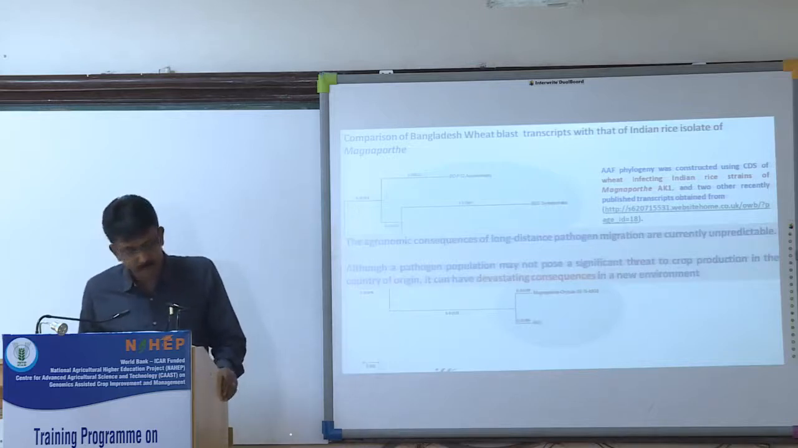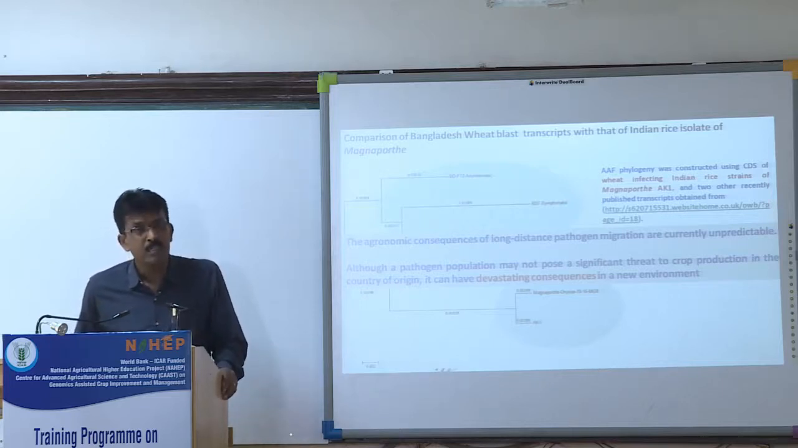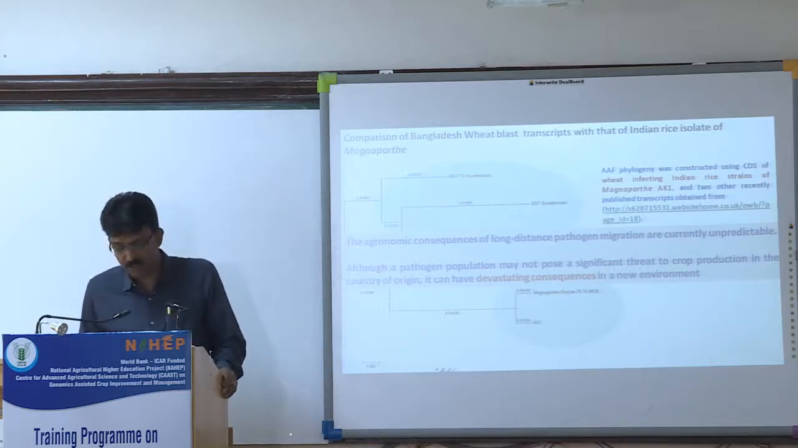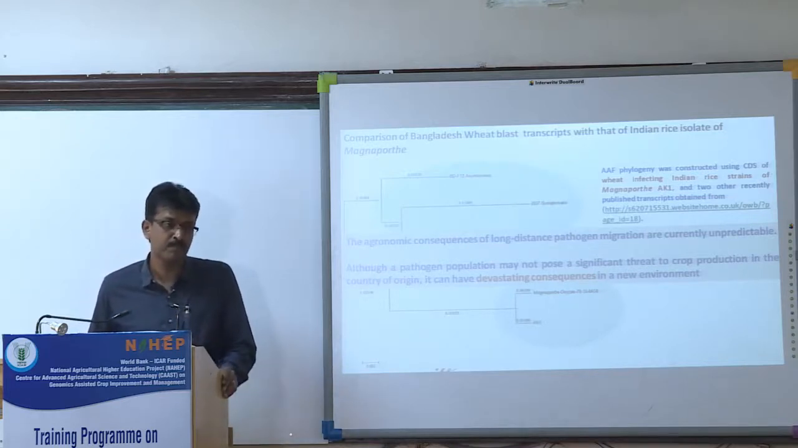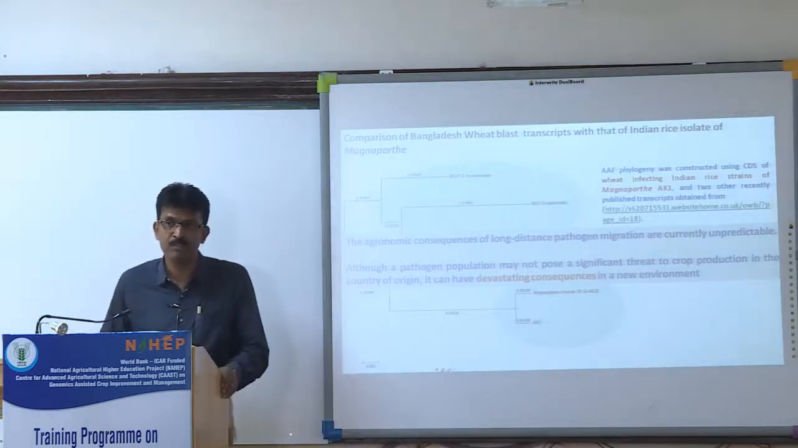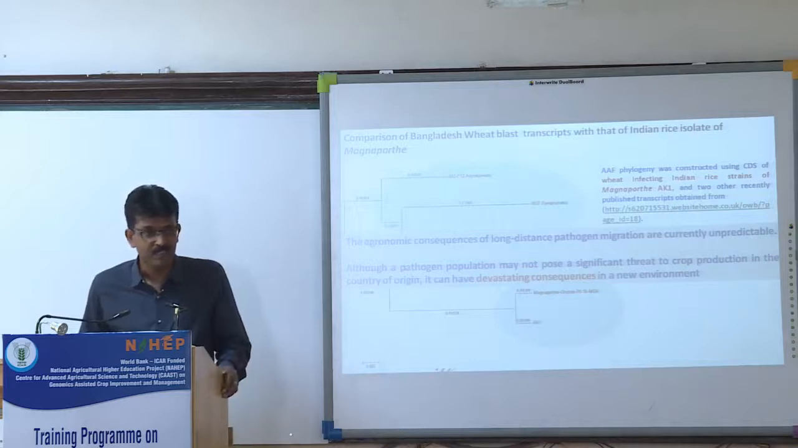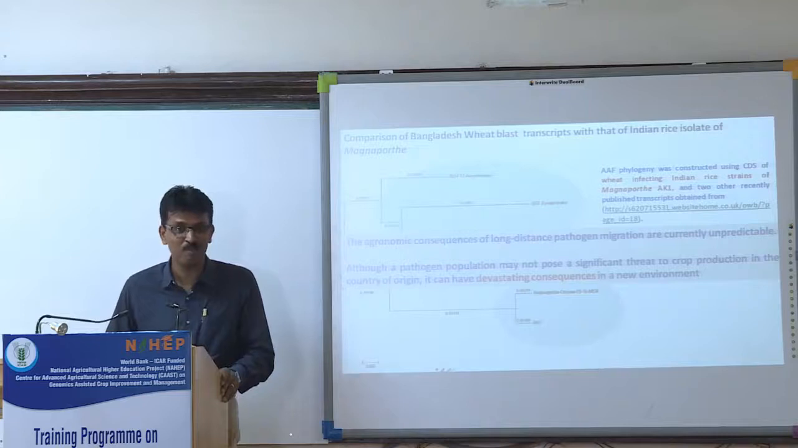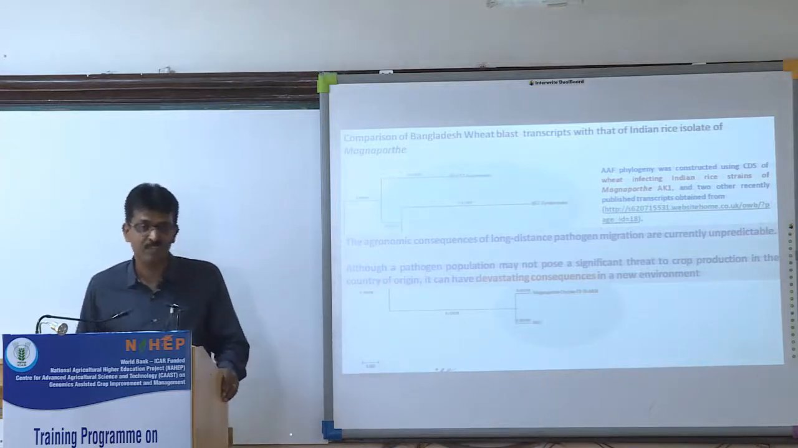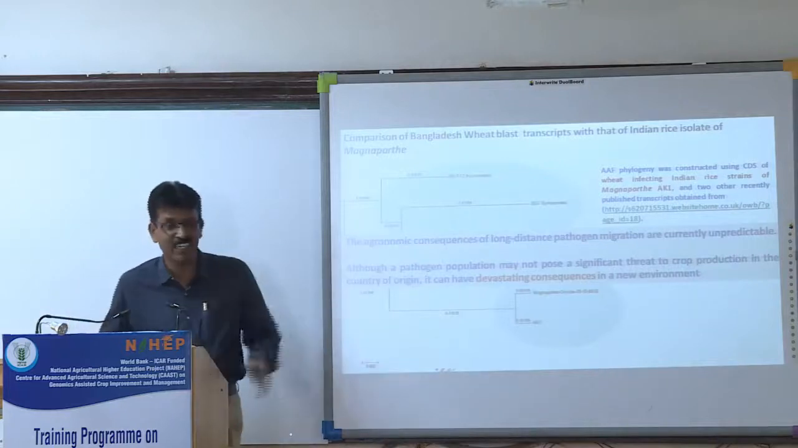Of course, the statement is not my statement, I just borrowed it from some literature. The agronomic consequences of long distance pathogen migration are currently unpredictable. Wheat blast was a one-off incident, it created havoc in 15,000 hectares. Similar migration is always happening in all other plants, crops and pathogens as well, but very few outbreaks we are witnessing. That is what the statement is: highly unpredictable.